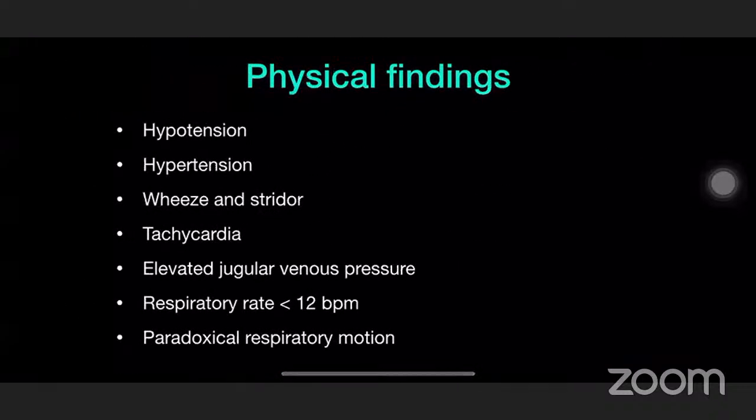Okay, so now we go to the physical findings. Hypotension, usually with signs of poor perfusion, suggests severe sepsis. Hypertension with signs of poor perfusion suggests cardiogenic pulmonary edema. Wheeze and stridor suggest airway obstruction. Tachycardia and arrhythmias suggest cardiogenic pulmonary edema. Then we have elevated jugular venous pressure, which suggests right ventricular dysfunction. Then we have respiratory rate less than 12 breaths per minute and paradoxical respiratory motion.